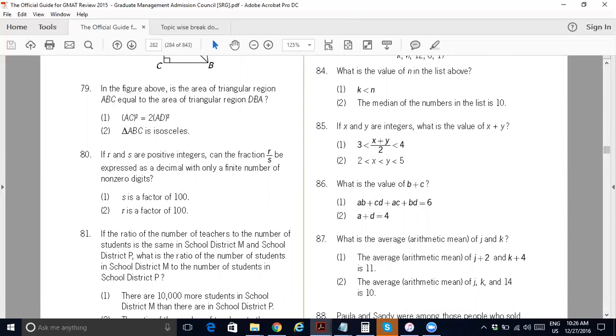If R and S are positive integers, can the fraction R over S be expressed as a decimal with only a finite number of non-zero digits? I got A as the answer. It's basically the denominator that matters, right? Perfect. Terminating decimals are those which have only 2's and 5's in the denominator, irrespective of what is given in the numerator. A decimal with only a finite number of non-zero digits means it's a terminating decimal.